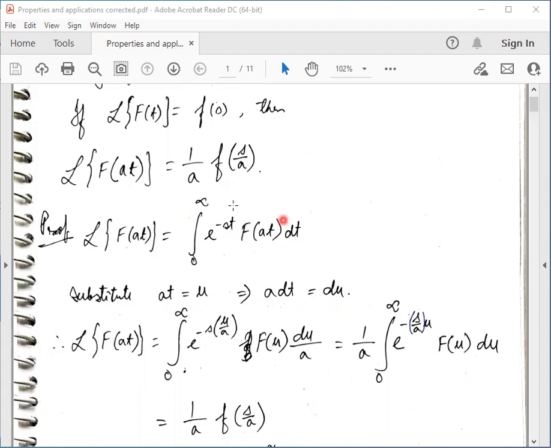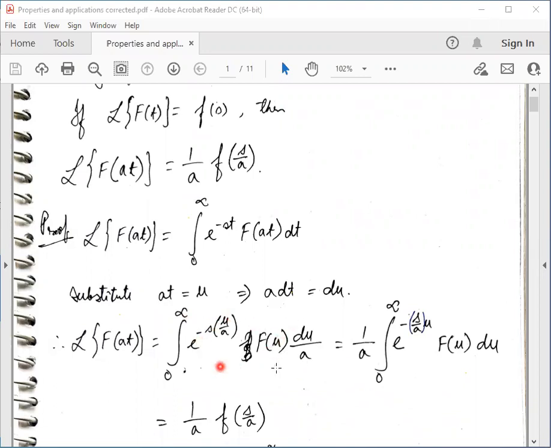So in the first integral, if we replace at by u, what do we get? f of at becomes f of u, dt becomes du by a, and t becomes u by a. Here we have assumed that a is a positive constant. So when t is 0, u is 0, and when t goes to infinity, u also goes to infinity. Okay, that is fine.